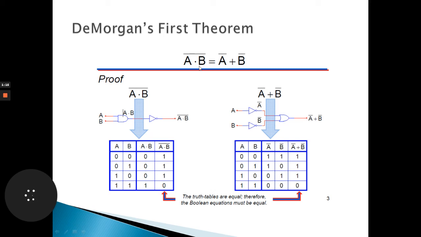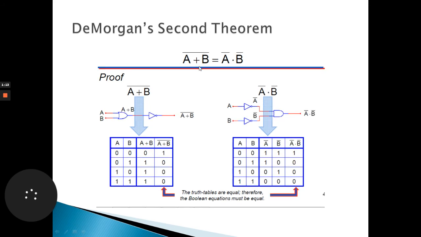Similarly, the next theorem can also be proved in the same way, that is A plus B. We write all the possible values of A and B, then add these two values. So 0 plus 0 gives 0, 0 plus 1 gives 1, 1 plus 0 gives 1 and 1 plus 1 gives 1. Then we just invert this A plus B output. In the last column it is simply inverted, that is 0 gets inverted to 1, 1 to 0, and all the others in the same way.